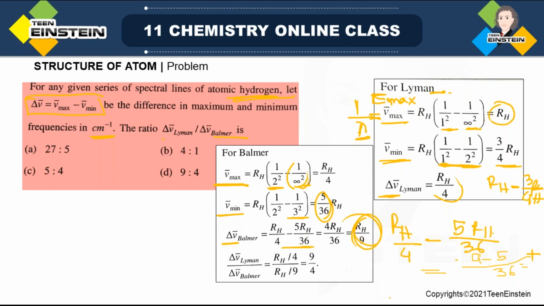From this calculation, now take the ratio del nu bar Lyman divided by del nu bar Balmer. Del nu bar Lyman is already calculated, which is RH by 4. This is RH by 9. So ultimately it will be 9 by 4. So this should be the correct option, option D. Okay, so we will end here.